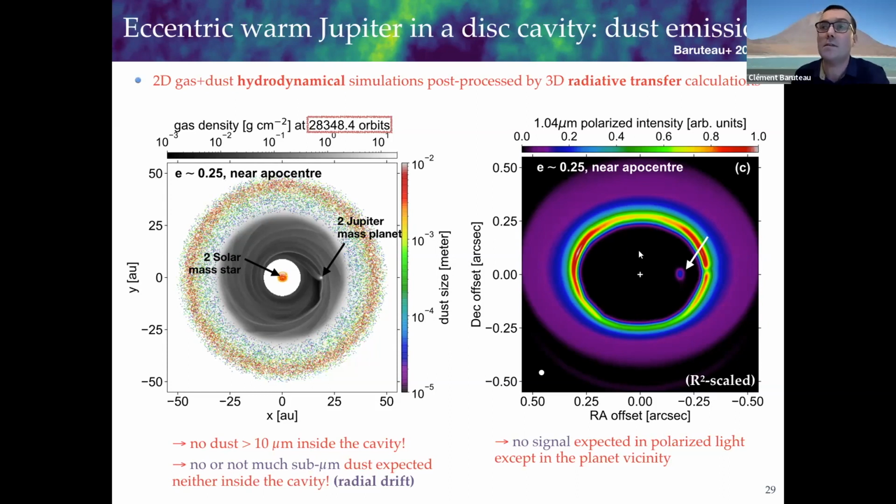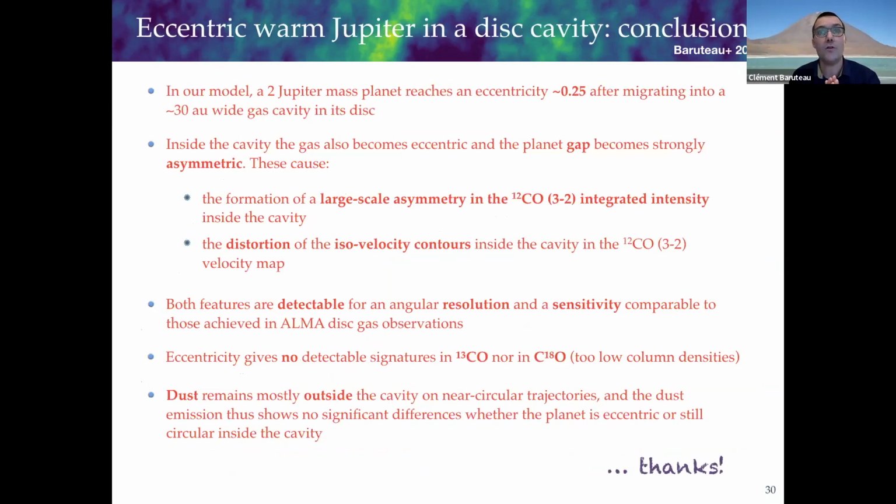Basically, we do not get to see significant emission from within the cavity, except perhaps from the circumplanetary environment, which is spotted by the white arrow. So again, we mostly see emission coming from outside the cavity, and we would not guess that there's an eccentric planet inside the cavity. So the idea behind this last bit of information is to tell you that whenever there's a cavity in a protoplanetary disk gas, the fact that the planet can become eccentric or be eccentric inside the cavity is something that could really be spotted by the gas emission and not so much by the dust emission. So this is the main takeaway message.